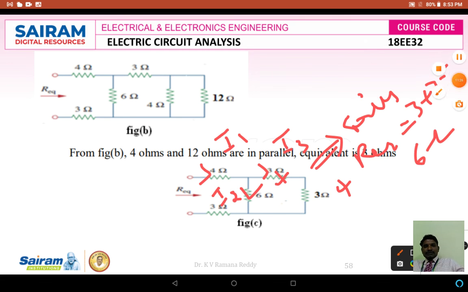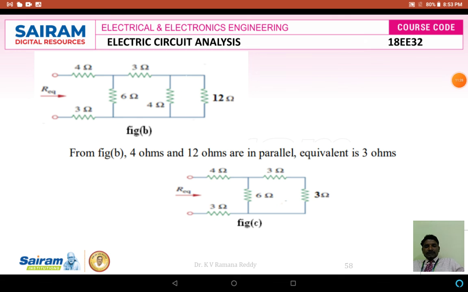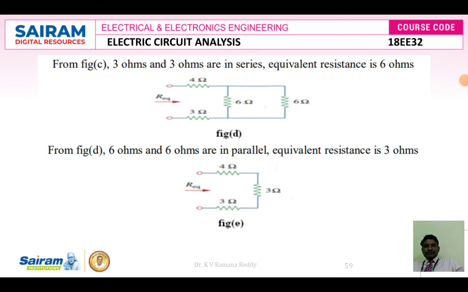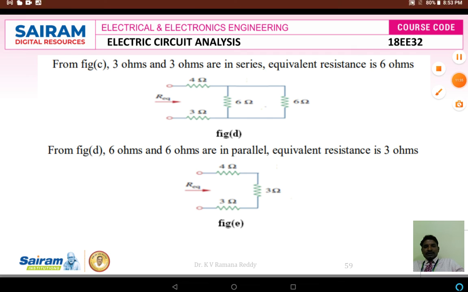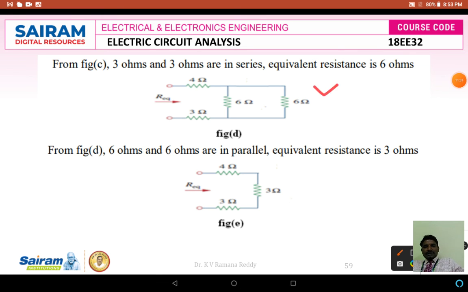Now I want to replace these two with a 6 ohm resistor, which has been shown in figure D, here 6 ohms. Now again this 6 ohm and this 6 ohm are connected in parallel, because the current I is divided into two currents. One current is flowing through this 6 ohm, another current is flowing through this 6 ohm. Therefore 6 ohms and 6 ohms in parallel means 6 into 6 divided by 6 plus 6.